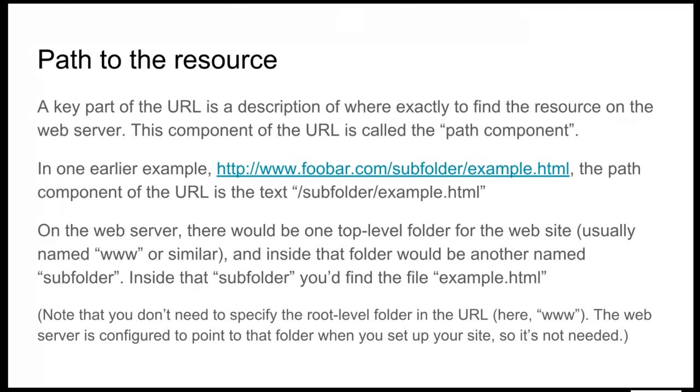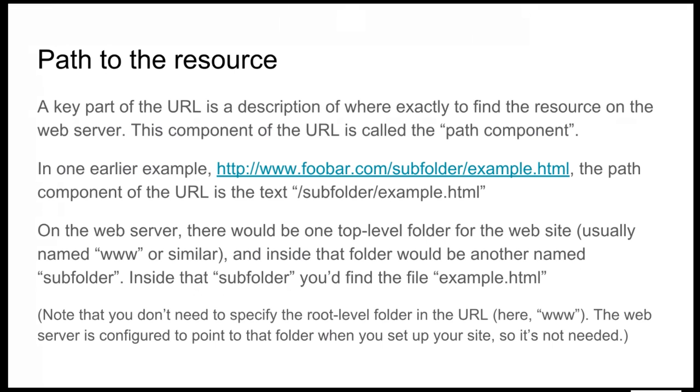Note that you don't need to specify the actual root level folder in the URL. In this example, www. You don't need to say that in your actual uniform resource locator. The server itself, the web server software, is configured to point to that folder when you set up your site. So you don't need to say it. It's implied. And not knowing that makes this whole area confusing to people that are new to technology. But that's why you don't have to say where it is. You've configured the web server software on where to point. It doesn't need that part. It just needs anything below that level of folder. Does that make sense? Any questions on that?